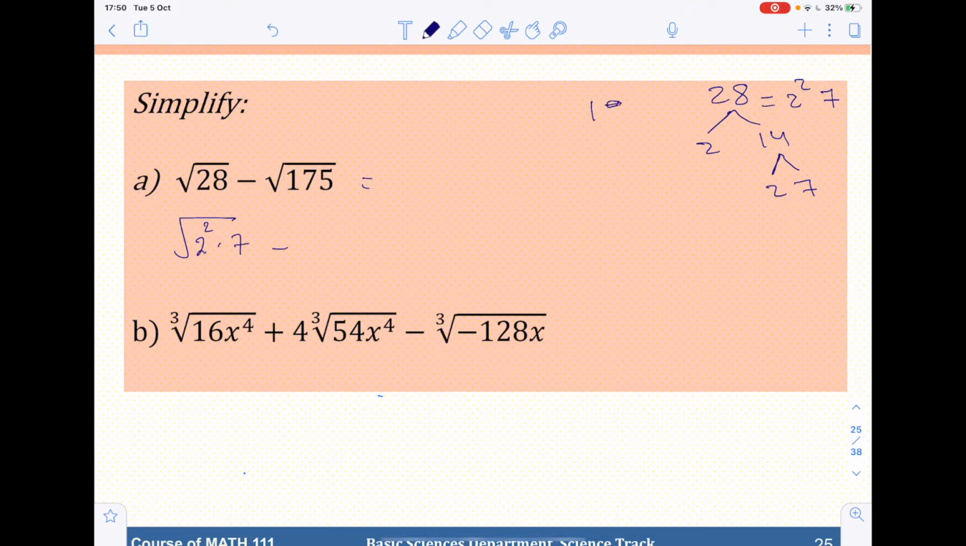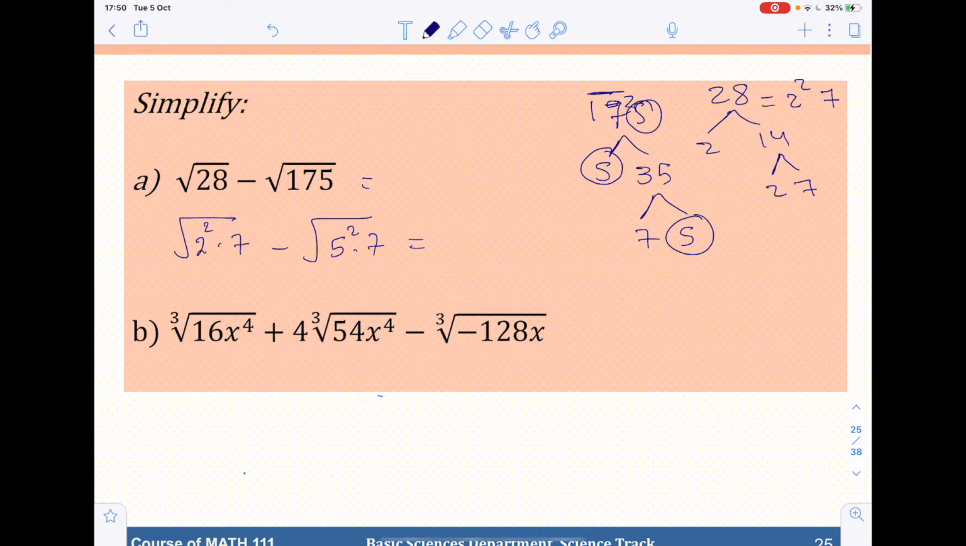So 175 is divisible by 5 because the ones digit is 5. So 15 divided by 5 is 3. I will be left with 2. 25 divided by 5 is 5. 35 is 7 times 5. So I can write this as 5 to the power 2 times 7.